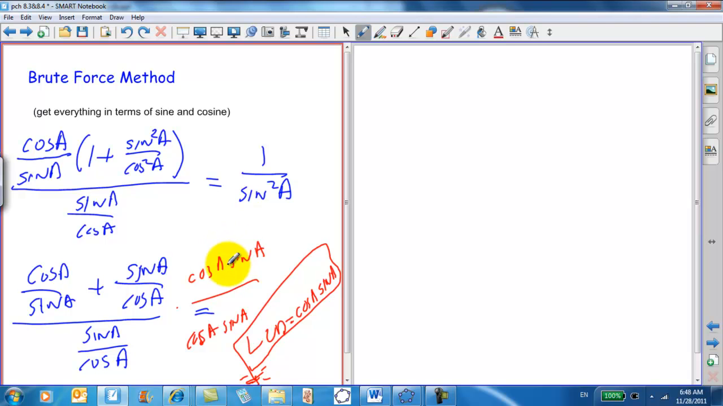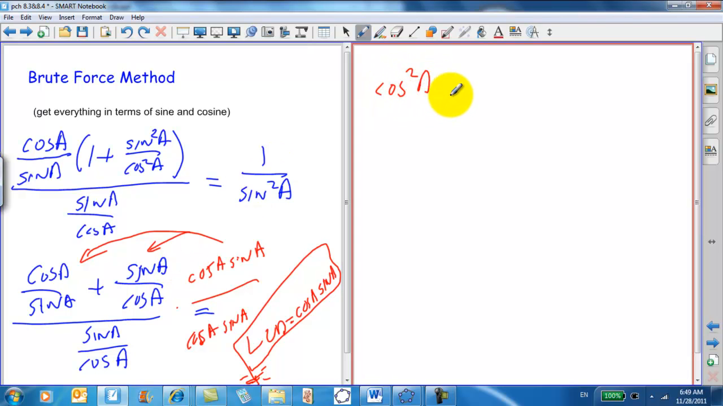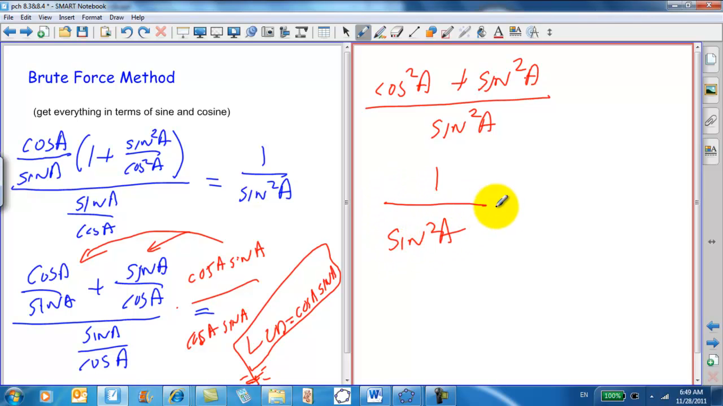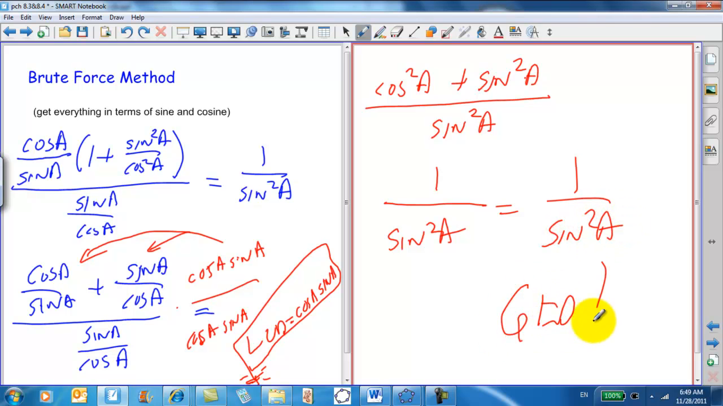And what does that create? Well, when I distribute this into both terms here, the sine A's cancel here, so I get cosine squared A, plus here the cosine A's cancel, so I get sine squared A, all over here just the cosine cancels, so I get sine squared of A. And sure enough, that's our Pythagorean relationship. Cosine squared plus sine squared equals 1. So 1 over sine squared A equals 1 over sine squared A. And you're done. QED. That's the brute force method.